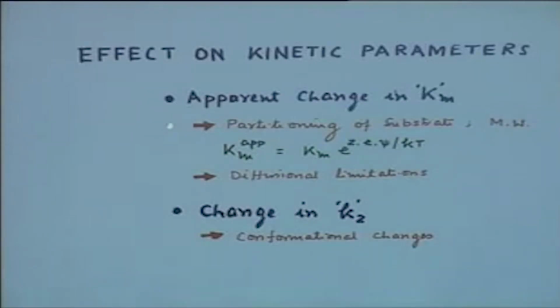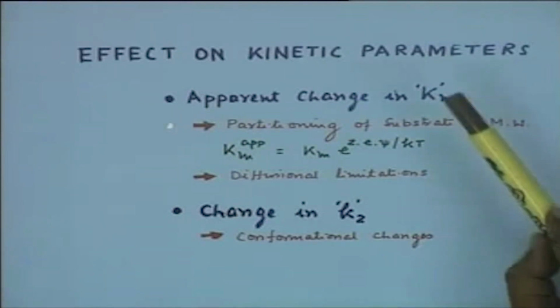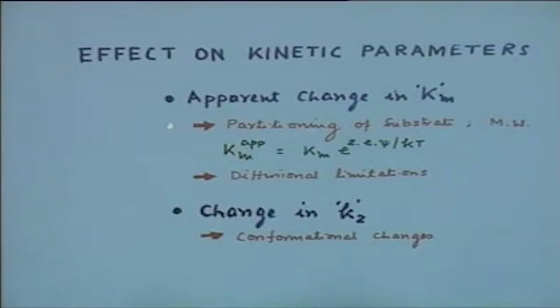Now, the other effect of this immobilization is on the kinetic parameters. Kinetic parameters also undergo some apparent change, although the kinetic parameters of the enzyme do not change in the real sense, but there are apparent changes. First, if we consider the Km, the Michaelis constant, in most cases, as you will notice if you look into literature, the Km value undergoes a change.